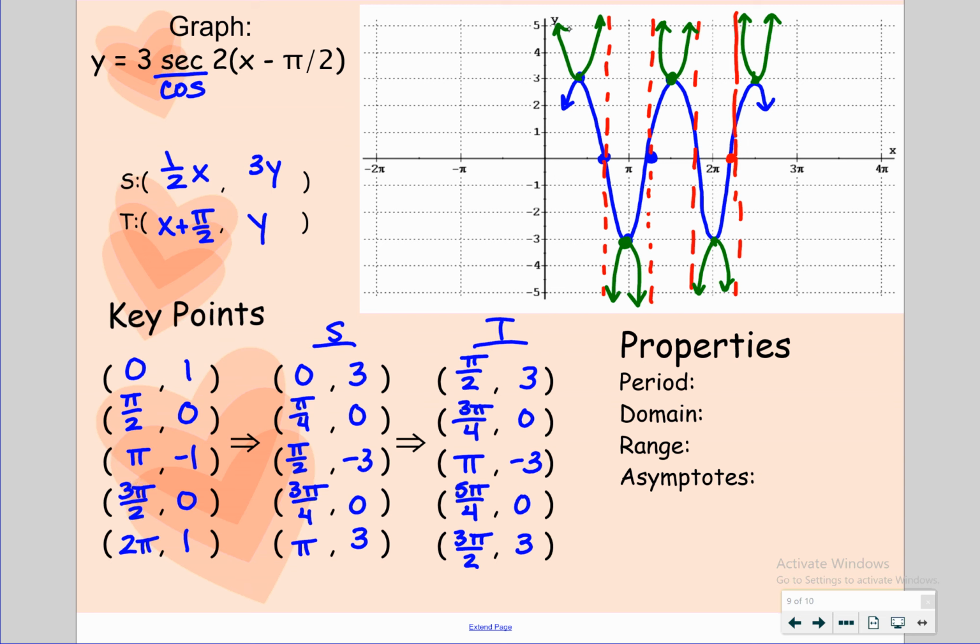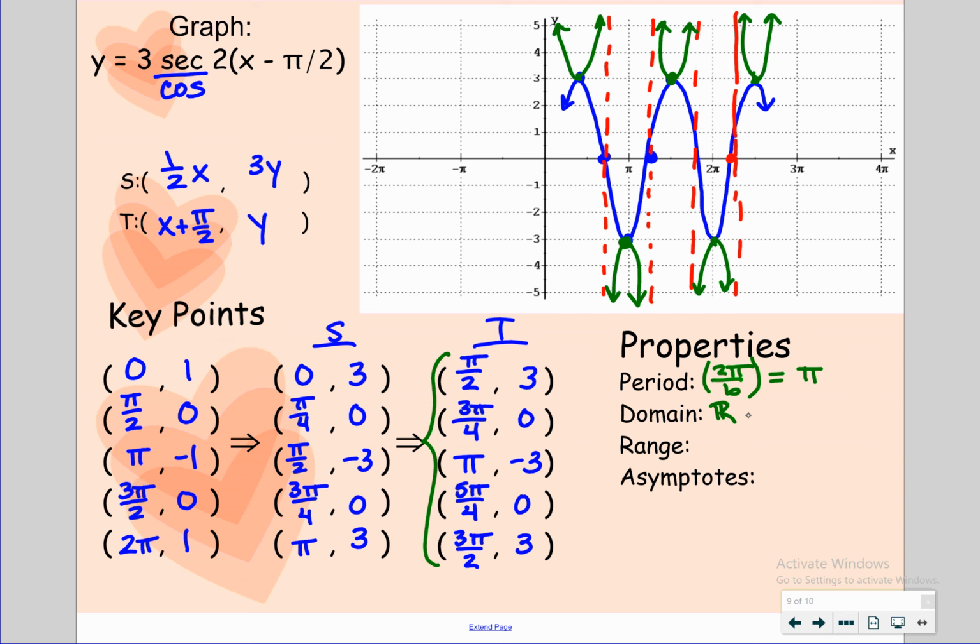So remember, the graph of secant is just what you see in green on mine. It's just the U shapes. The rest of it is just the process to get to that point. Period, for these functions, is the same as sine and cosine. The original period is 2 pi divided by b. The only time we don't use 2 pi is with tangent or cotangent. It's just pi instead. B here is 2. 2 pi over 2 gives me pi. You can also see that in the points we plotted. The distance between pi over 2 and 3 pi over 2 is pi.